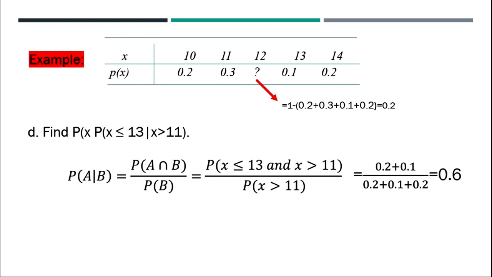Then divide it by probability of B. B is bigger than 11. It can be 12, 13, 14. So probability is 0.2 plus 0.1 plus 0.2. The result is 0.6.